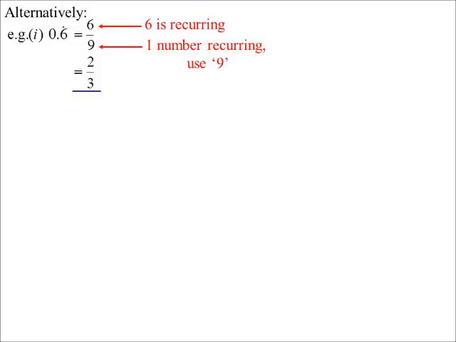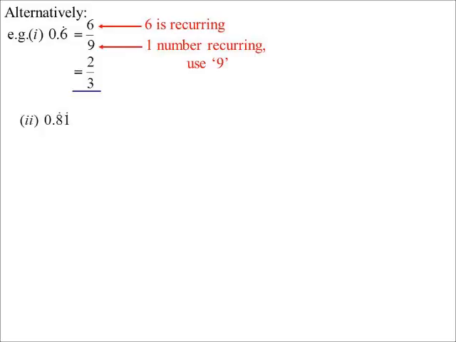0.1 repeater will simply be 1/9. 0.2 repeater, 2/9. 0.3 repeater, 3/9. 0.4 repeater, 4/9. 0.5 repeater, 5/9. See the pattern? 0.6 repeater, 6/9. 0.7 repeater, 7/9. 0.8 repeater, 8/9. And here's the one that blows everyone away. 0.9 repeater, 9/9, which is of course 1.